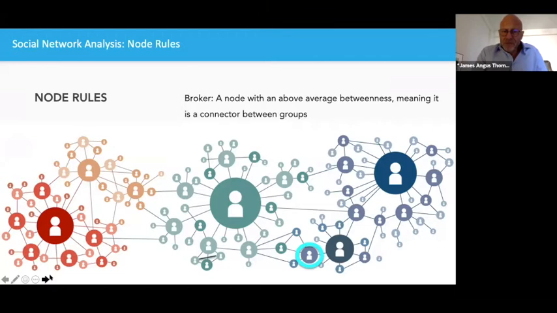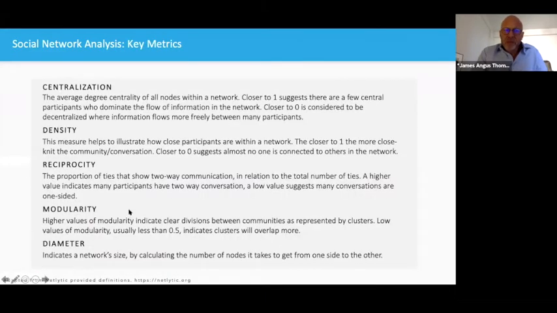And then you have brokers, and these are interesting nodes, especially within the context of infectious disease, but I think also for mis and disinformation, which are the nodes that connect between groups. There are some key metrics there. I'm not going into these in detail today because I don't think they add much to our conversation today, but you'll get this slide, okay?